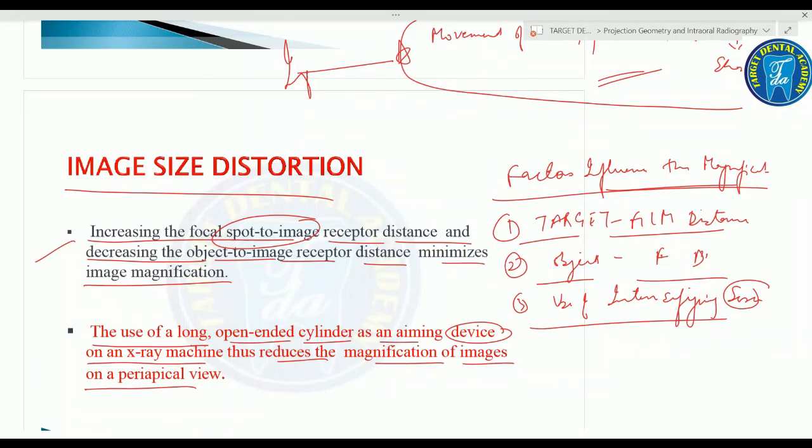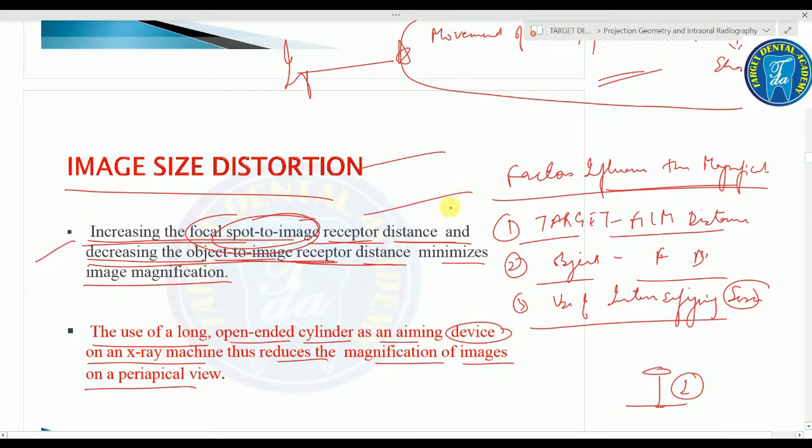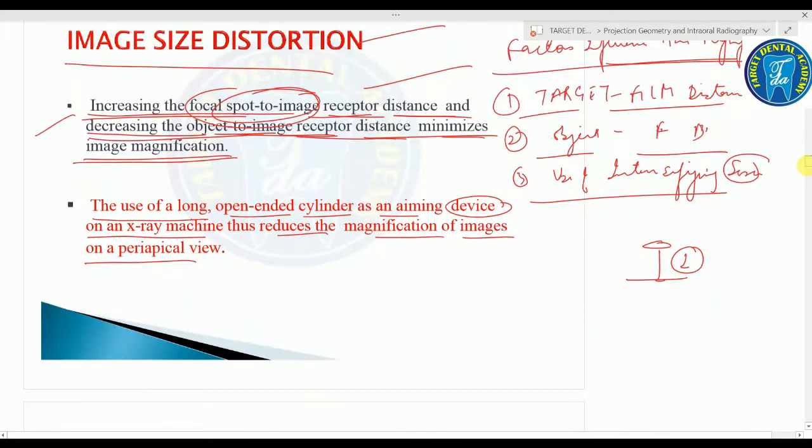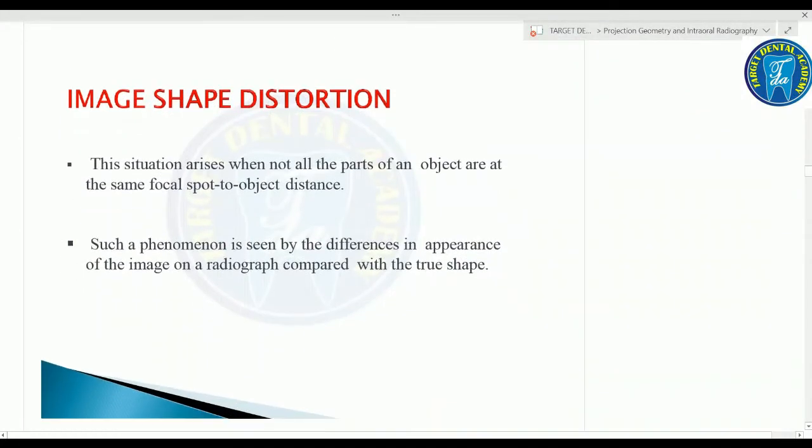So as we have already discussed, increasing the focal spot to image receptor distance and decreasing the object to image receptor distance minimizes the image magnification. So next is the image shape distortion.